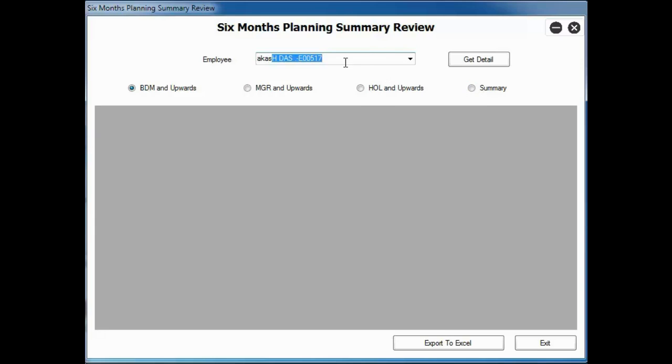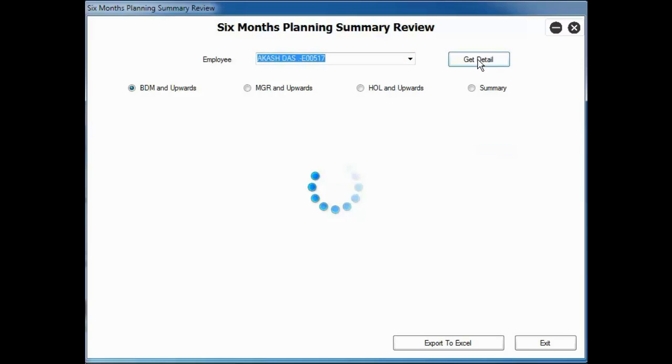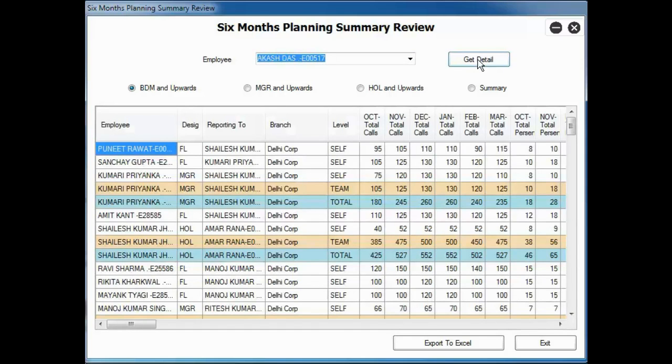After I give the name, I need to click on the option mentioned here. I have clicked on BDM and upwards, and then I say get detail. When I say get detail, I should be able to now see in a short while all the BDM and upwards who are reporting into Mr. Akash Das. As you can see here, we have a screen which is full of information of the people who are reporting into Mr. Akash Das, also showing the hierarchy of the people who are working under him. So let's quickly look at the hierarchy, understand that first, and then move on to the rest of the report.